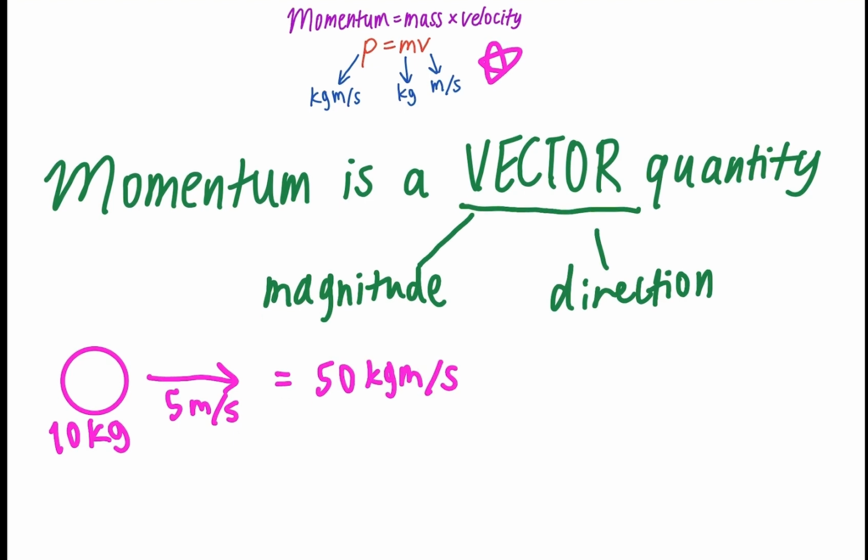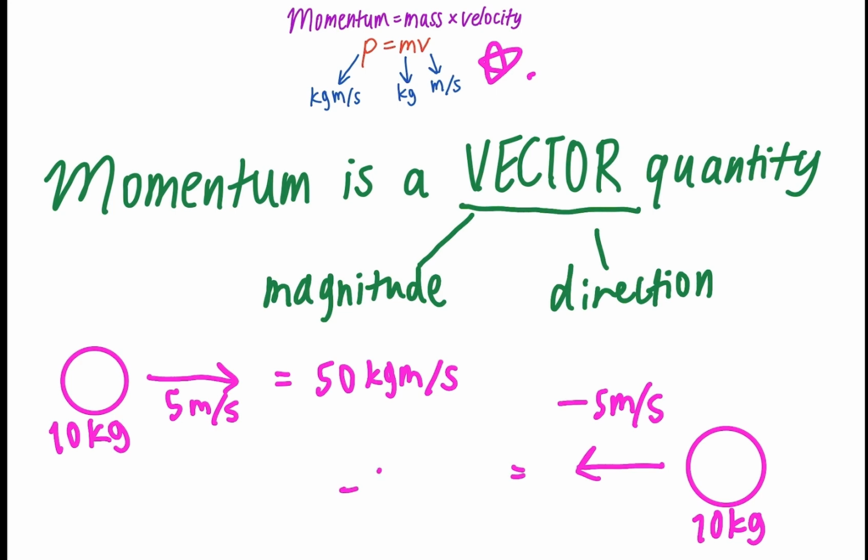However, let's say that instead the object is traveling to the left direction. So therefore it's traveling backwards, and it has the same mass and the same magnitude for its velocity. But we know that if an object is traveling to the left direction, therefore its velocity would have a negative value, so it would be negative 5 meters per second. So when we use again the above equation, we can derive that its momentum is negative 50 kilogram meters per second, as we have to account for its direction, considering that momentum is a vector quantity.